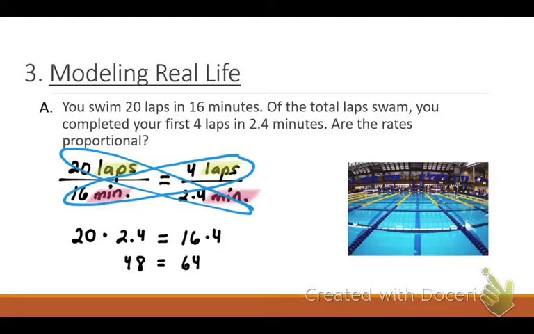Jalen, what do you think? Do those equal each other? No, I'm going to take my red pen and draw that little does not equal. So, are these proportional, yes or no? No, they are not, because they did not equal each other.